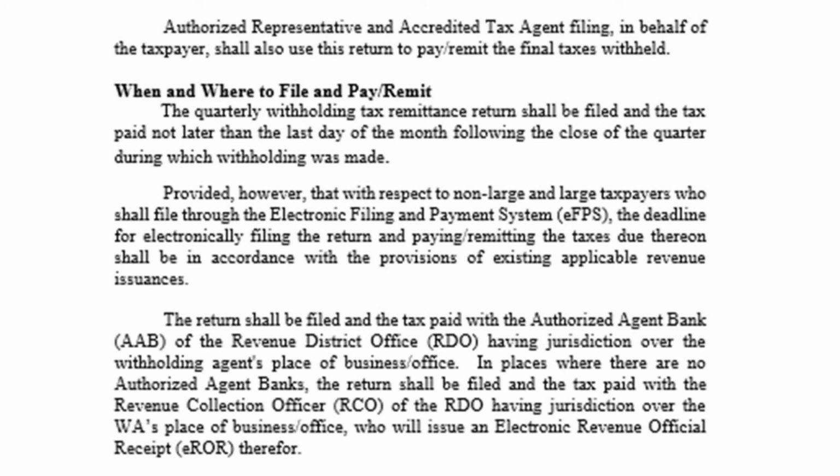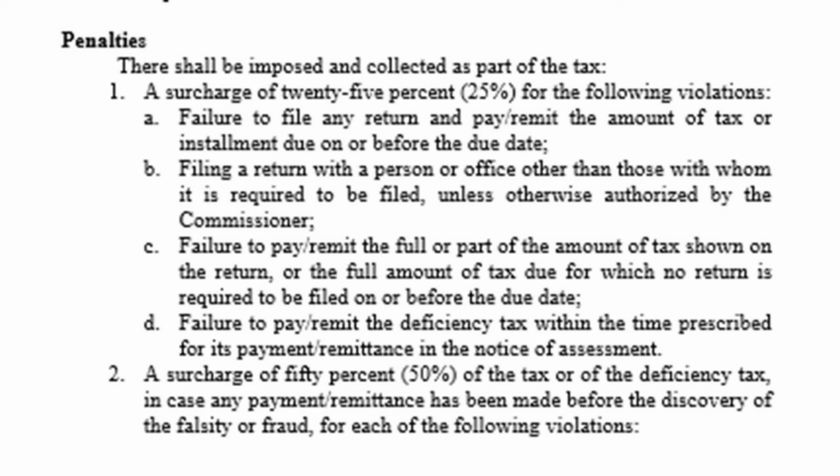So when and where to file and pay or remit: filed and the tax paid not later than the last day of the month following the close of the quarter during which withholding was made. So last day of the month. And then we have the penalties. Of course, we have the surcharge, interest, and compromise if you are late. And aside from that, the surcharge will become 50% of the tax or of the deficiency tax in case any payment or remittance has been made before the discovery of the falsity or fraud.